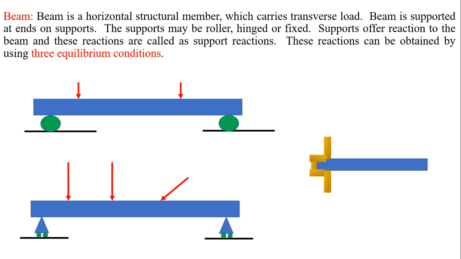A beam is a horizontal structural member which carries a transverse load. A beam is supported at the ends on supports. The supports may be roller, hinged or fixed. The supports offer a reaction to the beam, and these reactions are called support reactions. These reactions can be obtained by using the three equilibrium conditions.